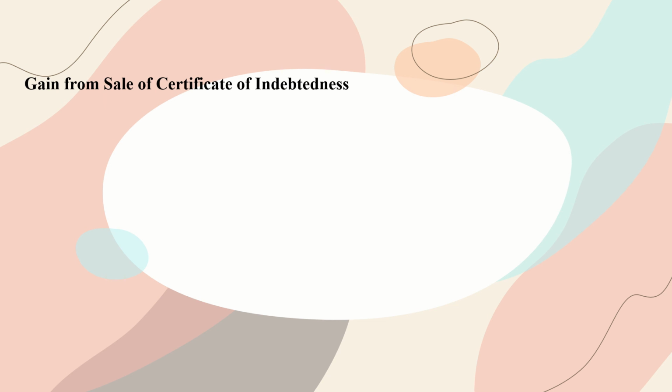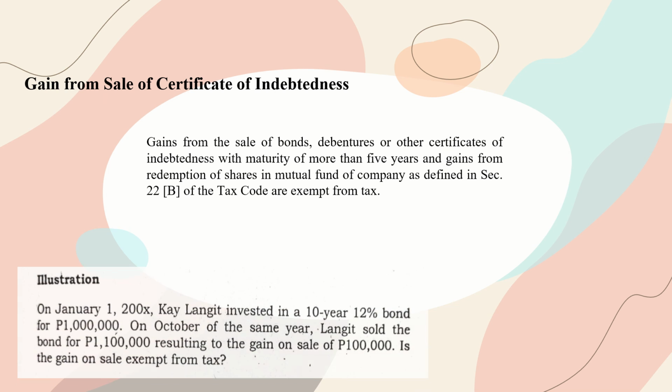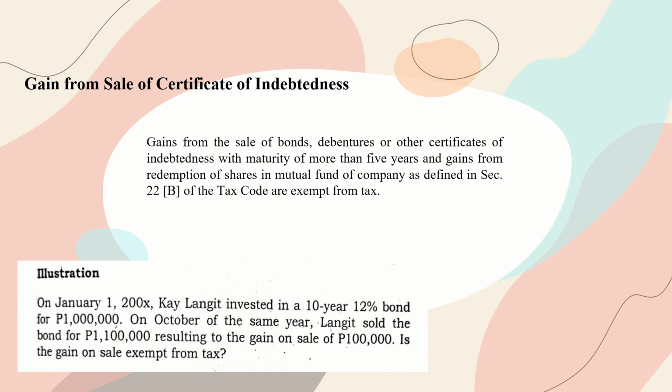Gains from the sale of bonds, debentures, or other certificates of indebtedness with maturity of more than 5 years, and gains from redemption of shares in a mutual fund company as defined in Section 22B of the Tax Code are exempt from tax. BIR Commissioner Pardo ruled that the exemption will only be extended to capital gains and not to interest income pertaining to investment securities of more than 5 years.